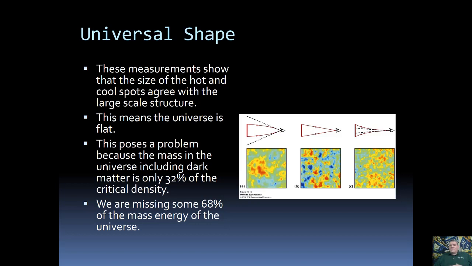But this is also a problem, because when we add up everything we know about in the universe, including normal matter, stars, dark matter, the interstellar medium and everything, we end up with 32% of the critical density. This means that 68% of the mass energy of the universe is missing. We don't know what this stuff is.